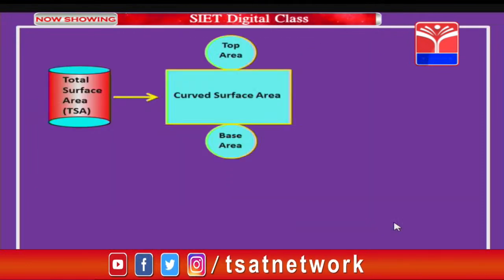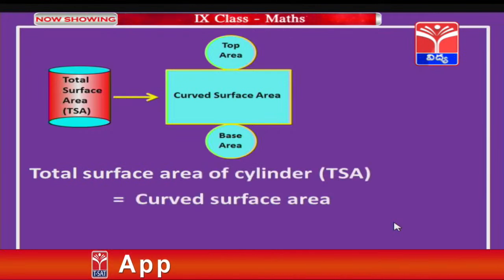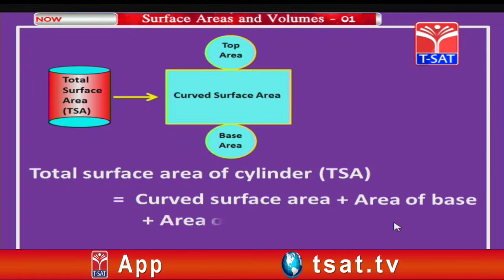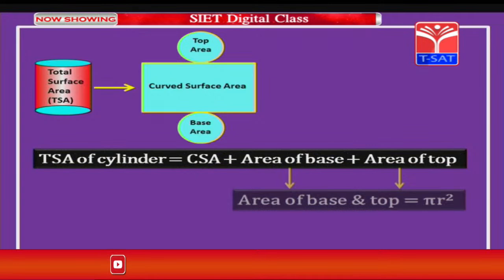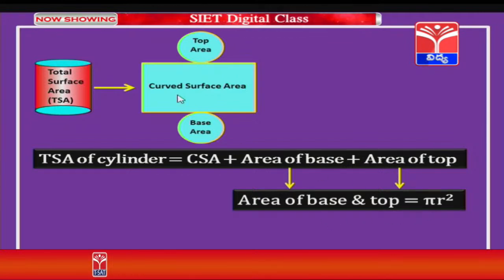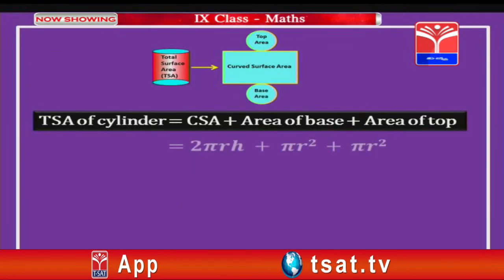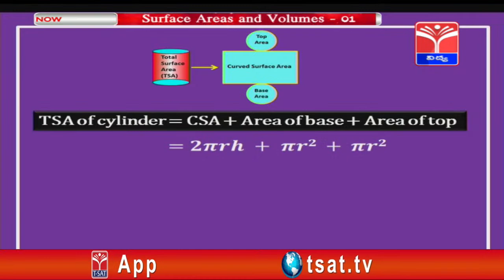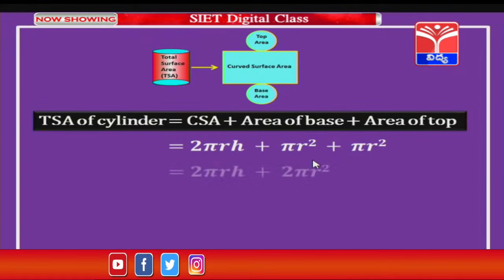Now, let us try to find the total surface area of the cylinder, which is given by curved surface area plus area of base plus area of the top. We have already seen that the area of base and area of top are both circular in shape. So, what is the area of a circle, children? Pi r square, and CSA we already got as 2 pi r h. Now, let us substitute these values. So, 2 pi r h plus pi r square plus pi r square. So, pi r square plus pi r square will become 2 pi r square.